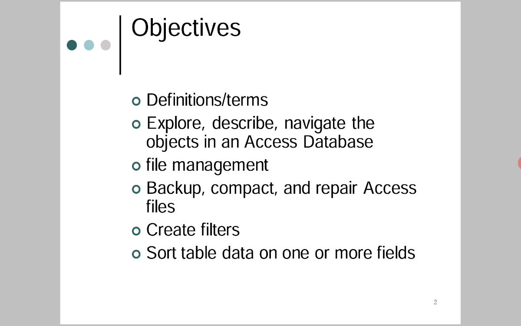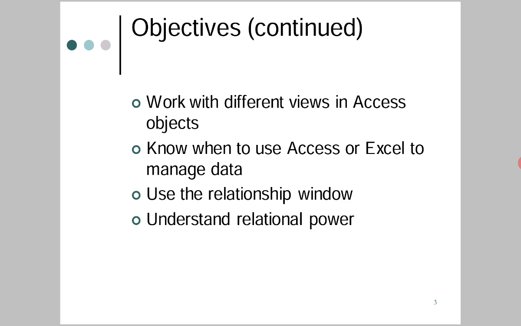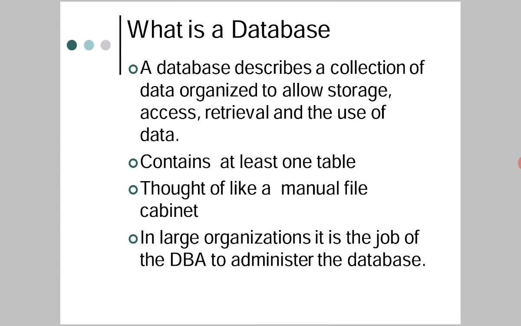So what are the different objects or parts in an MS Access database, like queries, reports, tables, like that. And what are the definitions, like what is a database, what is a table. And file management, backup, compact and repair Access files, create, filter, sort the table and the MS Access files. Similarly, work with different views in MS Access. Know when to use Access or Excel to manage data. Use the relationship window.